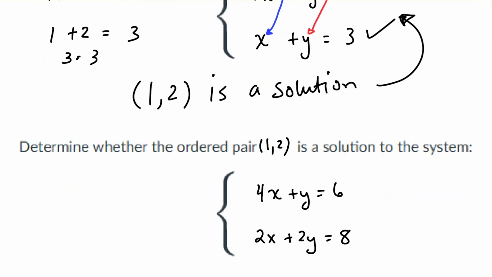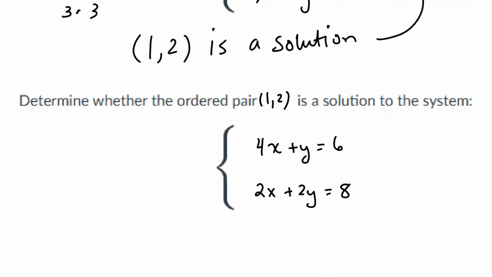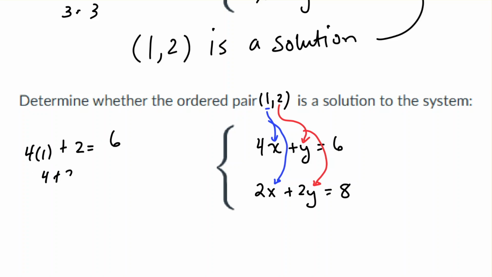Now let's check the next one. Similarly, 1 gets plugged in for each x value in the two equations, 2 gets plugged into each y value, and then we test, is the result what we expect based on the equations given here. So 4 times 1 plus 2 is supposed to equal 6. Let's check. 4 times 1 is 4, plus 2, it indeed does equal 6. The first equation works out. 2 times 1 plus 2 times 2 is supposed to equal 8 by the equation. 2 times 1 is 2, plus 2 times 2 is 4.